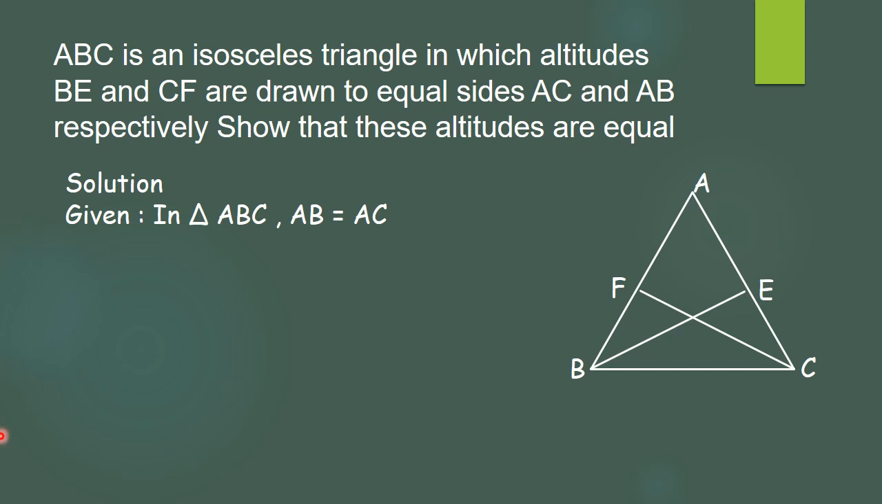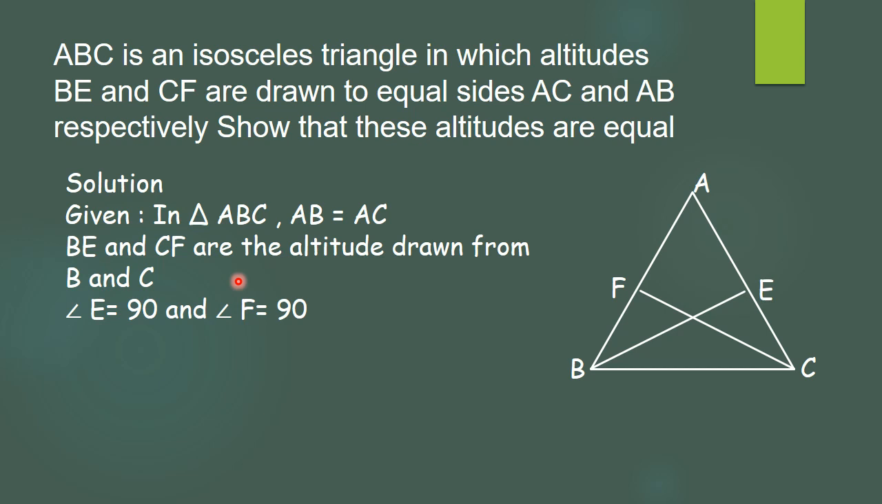Now first, what is given? Triangle ABC is isosceles with the two equal sides AC and AB. So in triangle ABC, AB is equal to AC, this is given. And another thing given is that BE and CF are the altitudes drawn from B and C. What is meant by the altitude? It makes an angle of 90 degrees at the foot, where it intersects. So here E is the foot of the altitude. So angle E becomes 90 and angle F becomes 90. That is given, and what they have asked us to prove is BE is equal to CF.